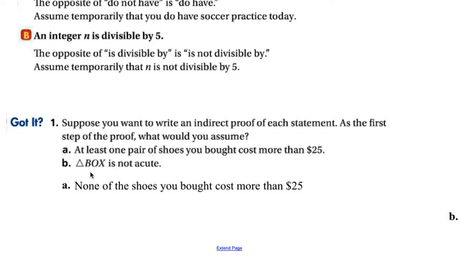Letter B is triangle BOX is not acute. Well, we could just take out the word not and say triangle BOX is acute. We could assume that and then proceed with our proof.